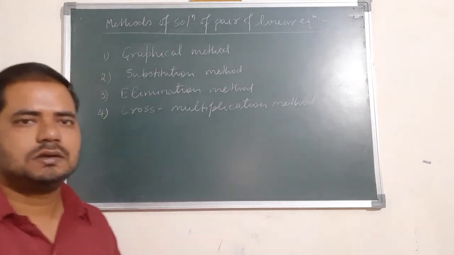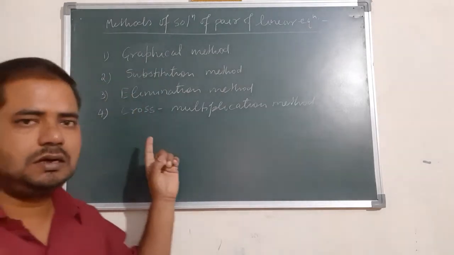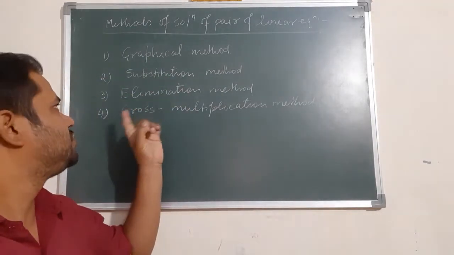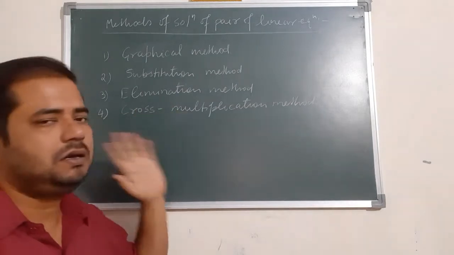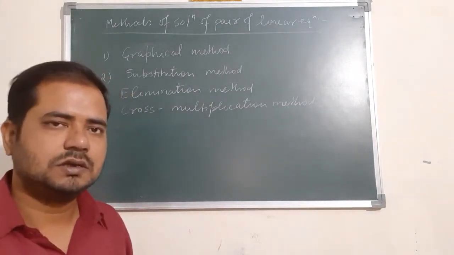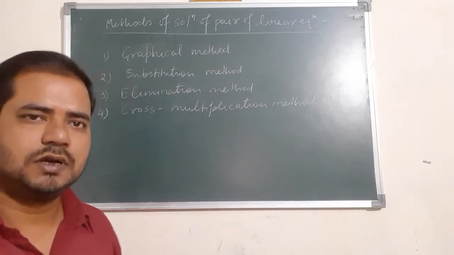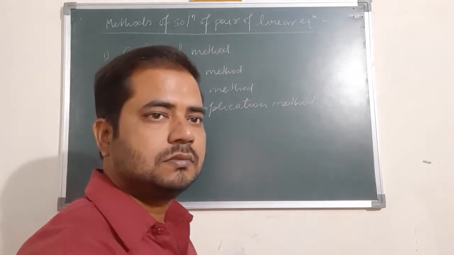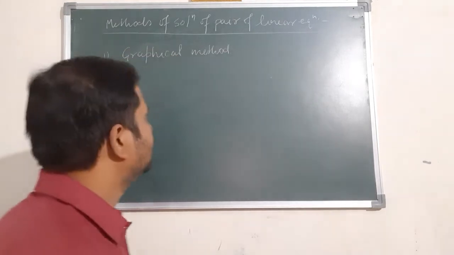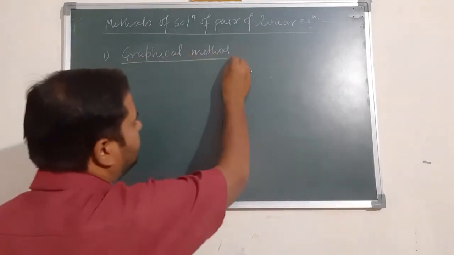So especially there are four methods. First one is graphical method. Second one, substitution method. Then elimination method. Then cross multiplication. So one by one we have to discuss here. So let us see. Okay, so graphical method. What can we do in this method?